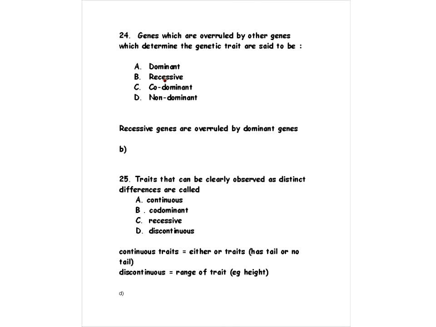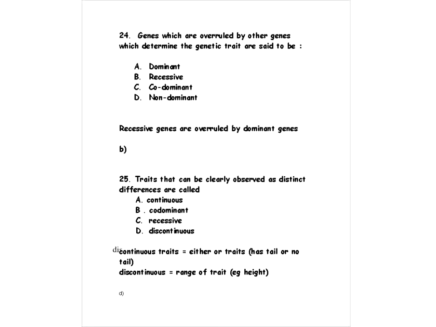And the next one says, traits that are clearly observed as distinct differences are called... Okay, so some kinds of traits can be what you call either-or traits, and those are known as, I just messed this up, those should be discontinuous. Okay, discontinuous, I'm just going to make a correction here. Discontinuous are either-or traits.